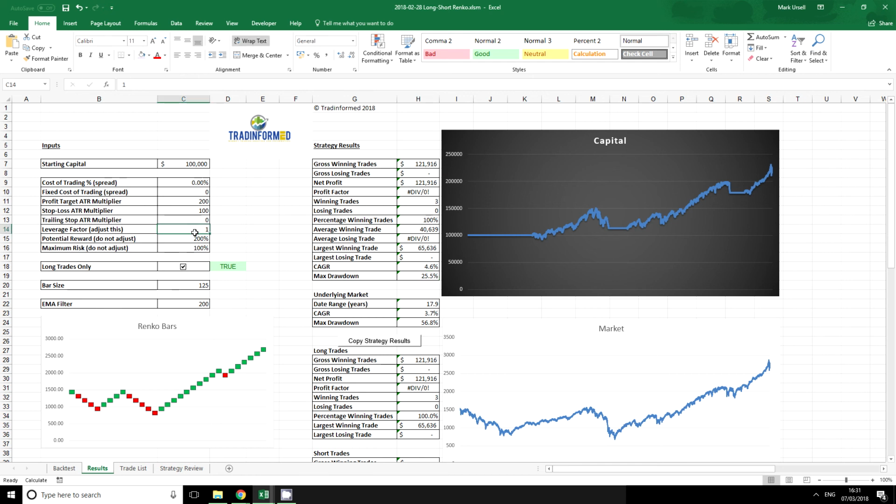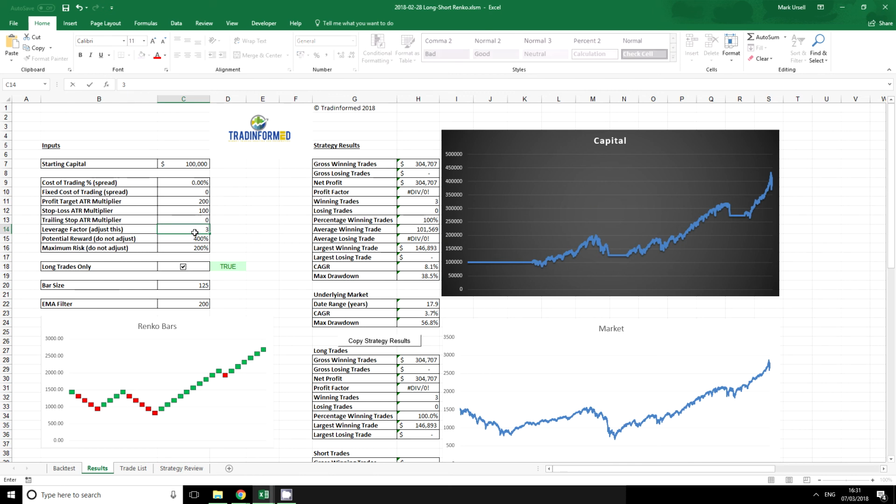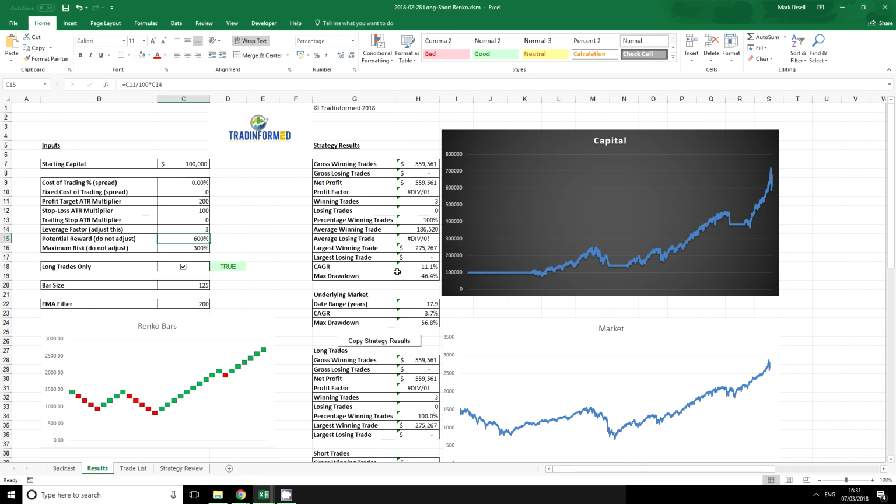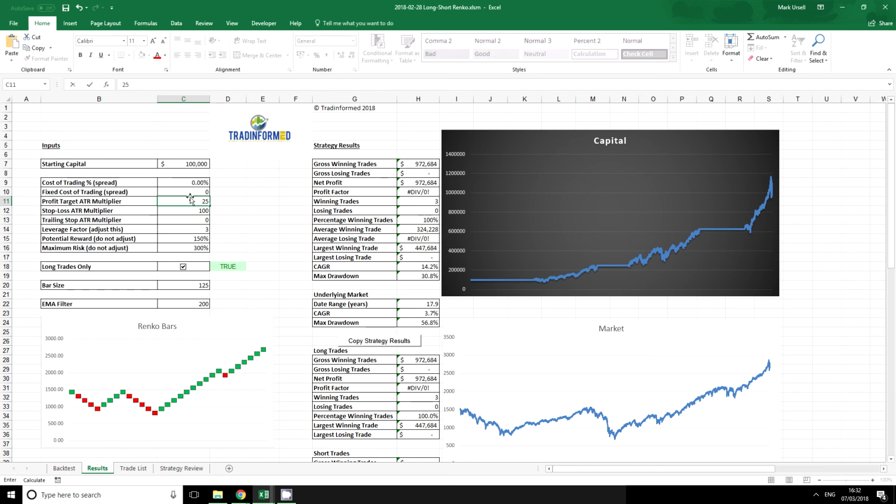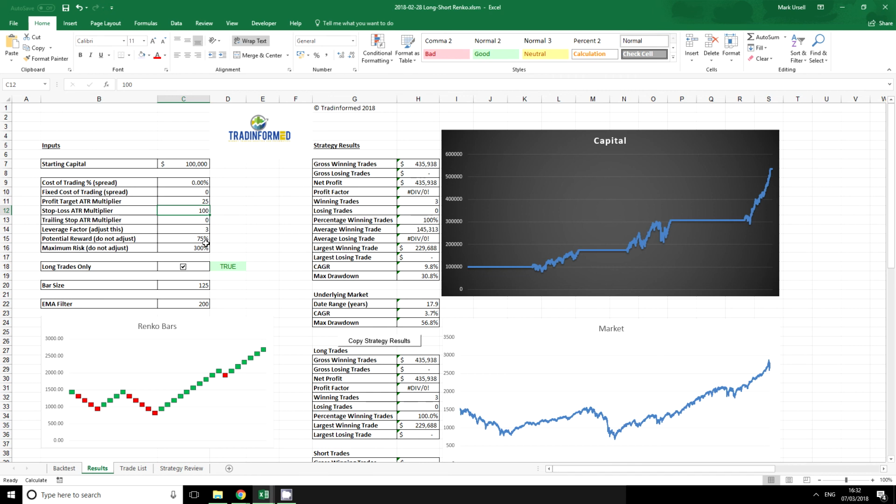We can increase the leverage. We can see that increasing the leverage by twice or even 3 times has a huge effect on our annual growth rate. And we can see that the maximum drawdown, although greater than before, is still a lot lower than the underlying market. We can also test the effect of a profit target. If we put that in, we can see that the strategy over time gives these results.